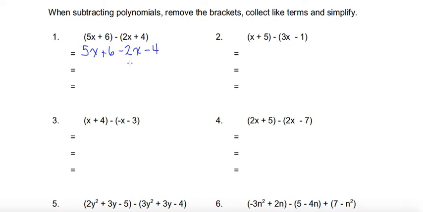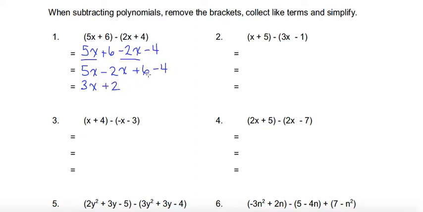Now we collect our like terms. So I'm going to start with my x's. So I have 5x, take away 2x, and then my constants, plus 6, take away 4. Now I simplify or combine them. 5 take away 2 is 3x, and 6 take away 4 is 2.